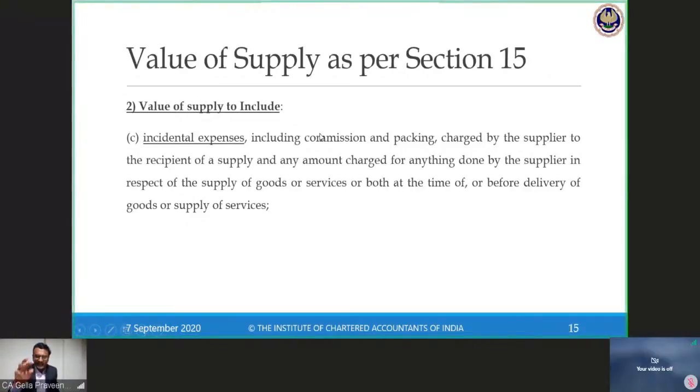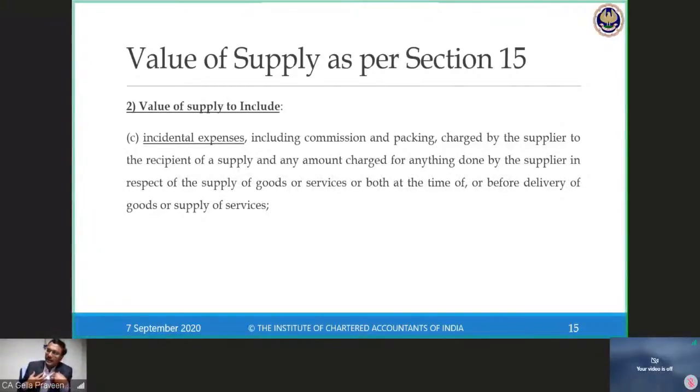I'll come back to my presentation slide. At this level, I'll slightly change my example. Please understand the question carefully. We have read 15.2 under subsection 2, B and C. We need to bifurcate what is B and what is C, when I apply B and when I apply C. Understand my question and then answer.